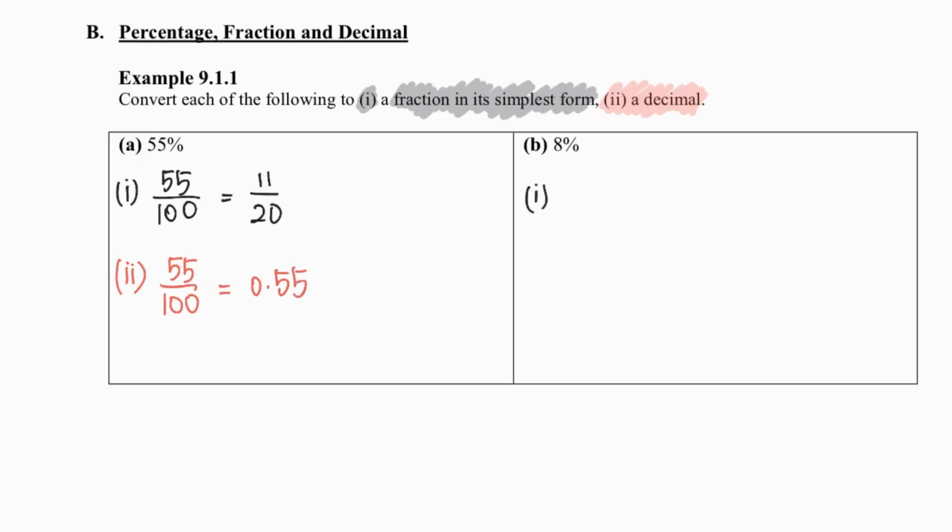For part B, 8% will be 8 over 100. Simplest form will be 2 over 25. And again, if I divide by 100 and convert it to decimal, 0.08. We have come to the end of this video.